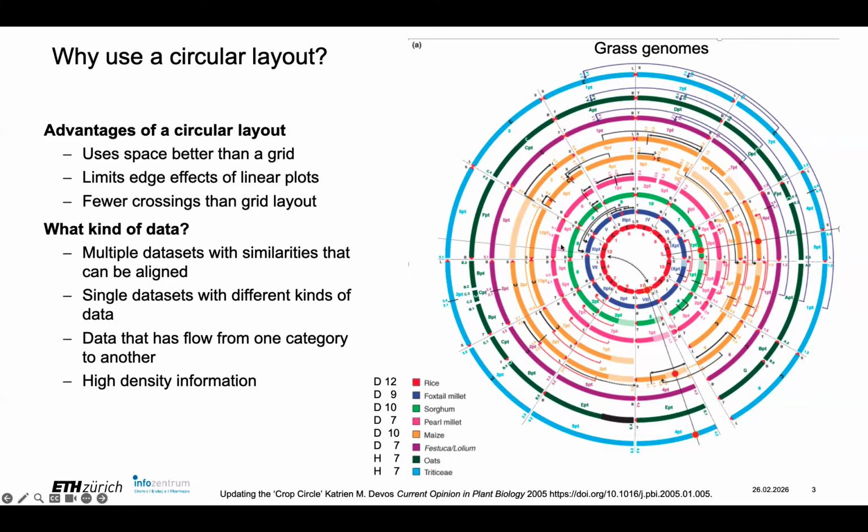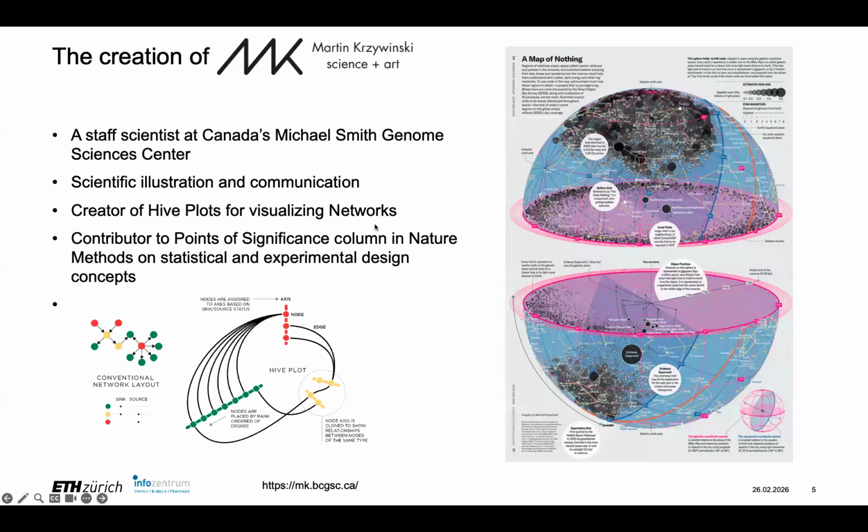So it's good for comparing a lot of genomes, but you can also take a single genome, a single data set, and plot a lot of data on top of it. Another good use for this is data that has flow from one category to another, or data that has connections from one category to the other, and I'll show some examples of that.